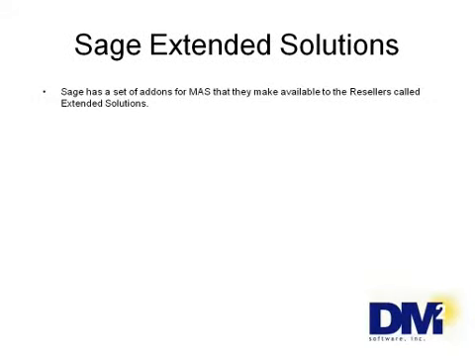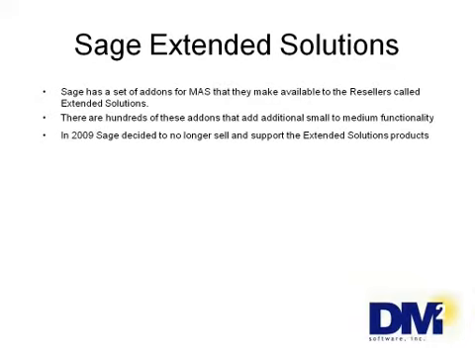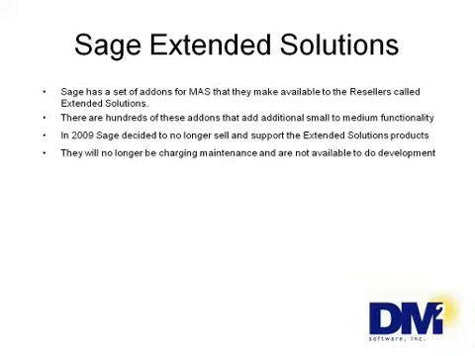Basically, Sage has a set of add-ons for MAS that they make available to the resellers called Extended Solutions. A lot of you have these add-ons on your system now, and they provide additional small to medium functionality. So these are things that are smaller than a module, but are really aimed at enhancing a particular feature, adding batching maybe to a place that doesn't have batching, those kinds of things.